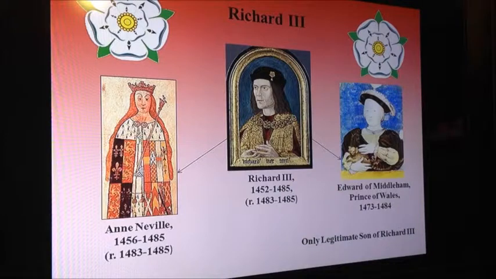So, Richard III. Richard III marries Anne Neville, who, if you remember, had married the son of Margaret of Anjou and Henry VI, but he was now dead. She was a widow, a very rich widow, and marries Richard III. The two of them have a son, Edward of Middleham, but he dies at the age of 11, which hurts his mother very badly. His passing does not go well with her, and she becomes very sickly afterwards.